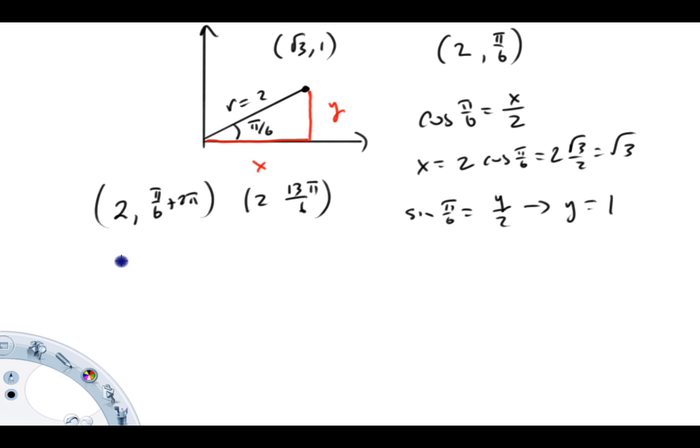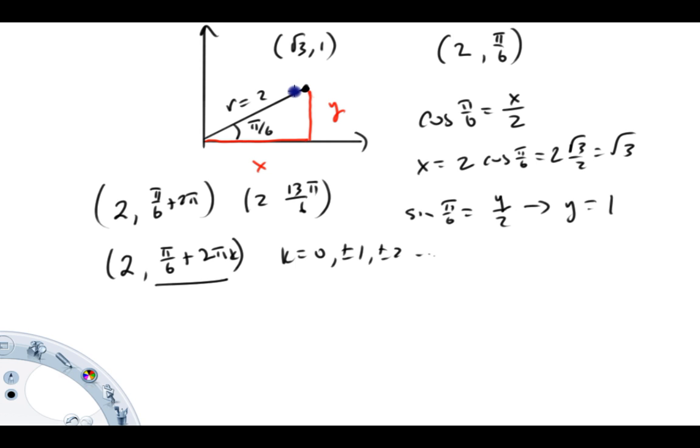So in general, I could say that the point 2, pi over 6 plus 2 pi k, where k takes on integer values. In this example, k could be 0, plus or minus 1, plus or minus 2, etc. Any angle that lands me at this point correctly describes this position in polar.